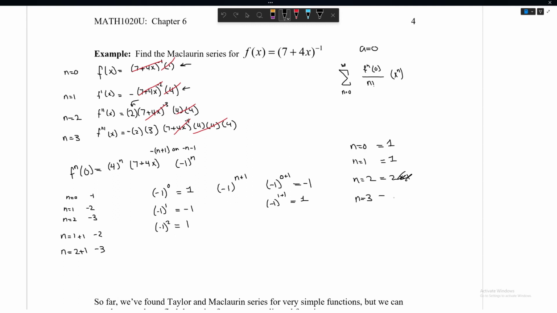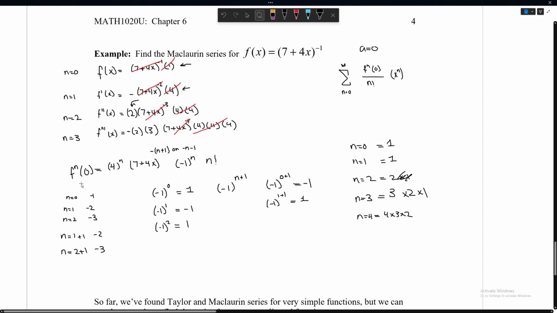Or, well, technically it would be 3 times 2 times 1. And then if we go to n equals 4, I bet you, because you see this 4, it will come down. And so at n equals 4, I will get 4 times 3 times 2. And so now the last thing is n factorial. Okay? And so that is really how you get Taylor series.